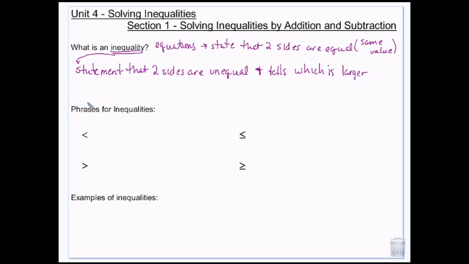So these are the symbols for inequality. This symbol is read "is less than," meaning the value on the left is smaller than the value on the right. Do you guys remember like the mouth eats the bigger number? Yeah, okay. This one is "is greater than."